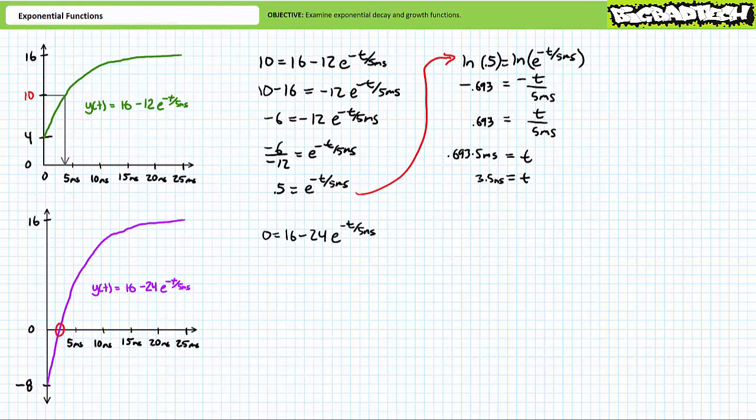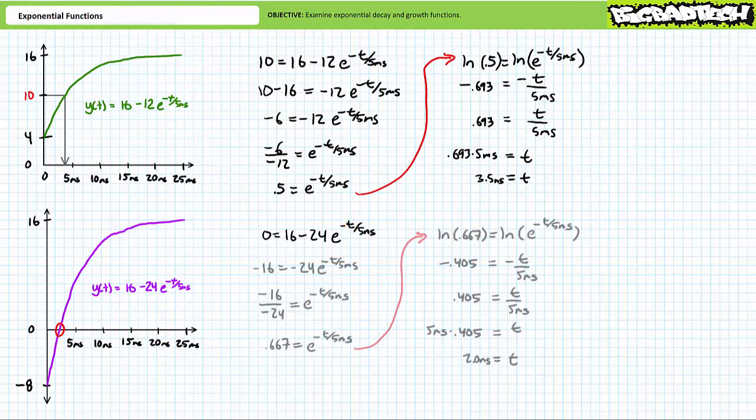Let's try the same technique for the function with an initial value of negative 8. Let's say we want to know when the function y of t equals 16 minus 24 times e to the negative t over 5 milliseconds reaches 0 on the way up from negative 8 to 16. 0 equals 16 minus 24 times e to the negative t over 5 milliseconds. Solve for the t value that satisfies this condition.